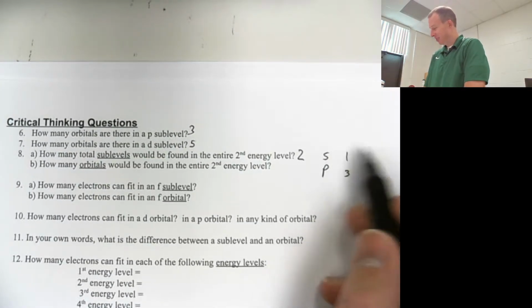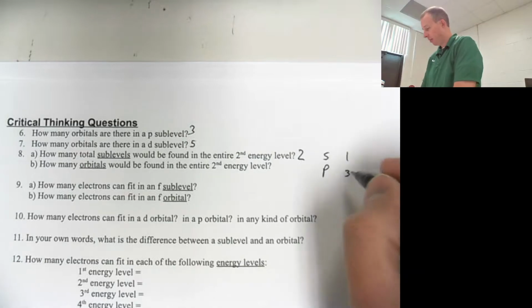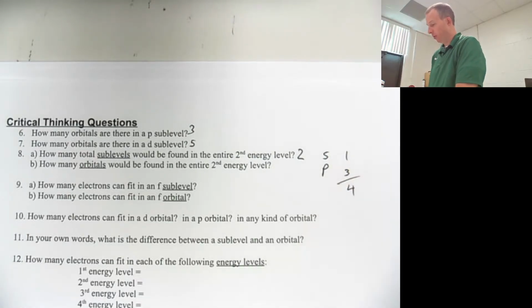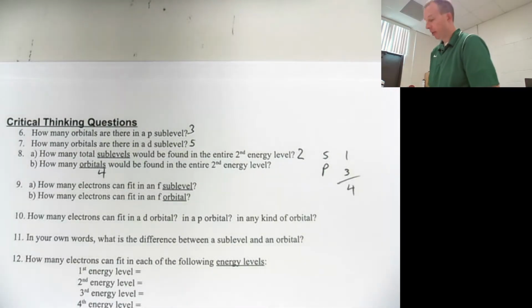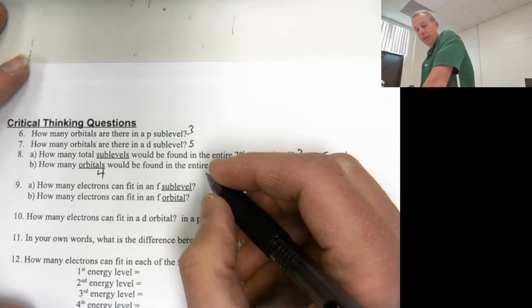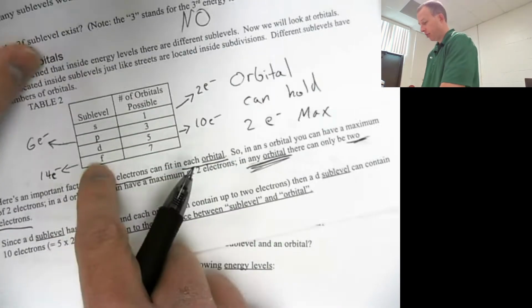So you think about this, you got S, which is 1, P is 3, you add them up for a grand total of 4. So there are 4 orbitals total in the second energy level. How many electrons can fit in an F sublevel? Well, we just said there are 7 orbitals times 2 gives you 14 electrons.